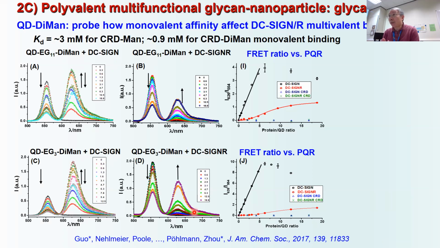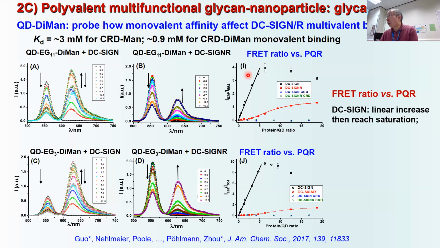So in this case, we turned our attention to the dimannose, where the monovalent affinity is about 4 times stronger. With the dimannose, we do the same experiments. Now we find that with the longer linker, we can differentiate DC-SIGNR with the monovalent CRD and also DC-SIGN.